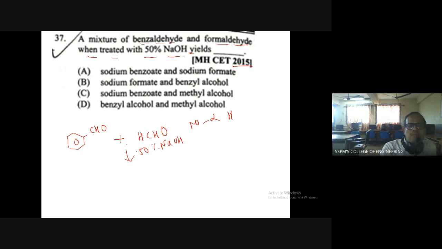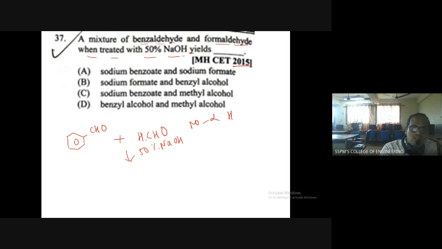If we add NaOH to benzaldehyde and formaldehyde, Cannizzaro says that one of the molecules will be oxidized and the other will be reduced. Oxidized means it will be converted to acid and consequently the salt of the acid. And reduction means it will be converted to alcohol. One group will be oxidized, one group will be reduced. If an aldehyde is oxidized, an acid forms, and if an aldehyde is reduced, an alcohol forms. So one alcohol and one acid will form. Now which will form the alcohol and which will form the acid?